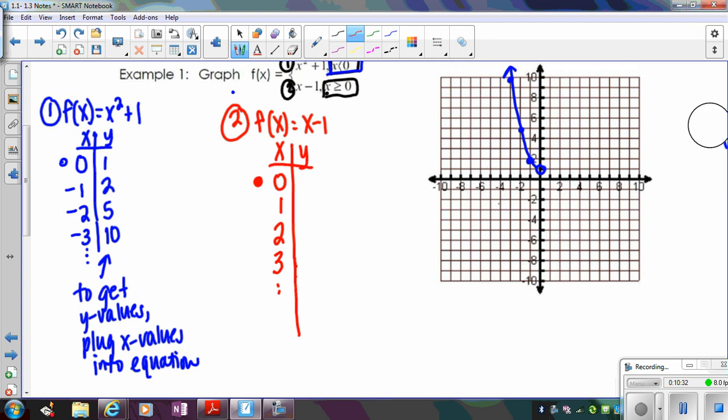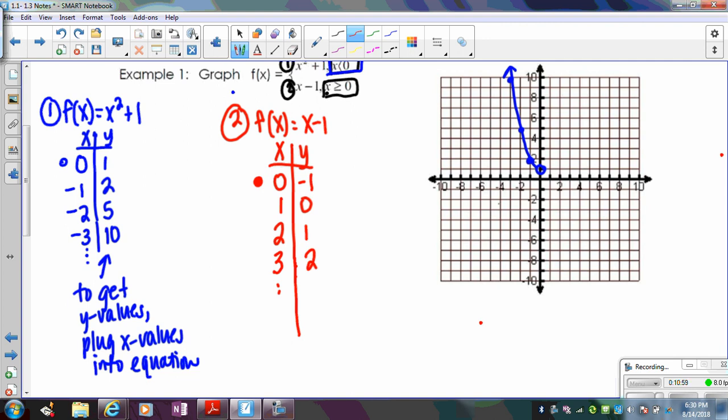So once you get the pattern, you might not actually have to do the table of values, but it never hurts to do more values than not enough. So if you're not sure, just do some extra. It won't hurt you. So for these, I plug in, so 0 minus 1, negative 1. I'm just plugging these right in. 1 minus 1 is 0, 2 minus 1 is 1, 3 minus 1 is 2, and so on. So I could do more, but this is enough for now.